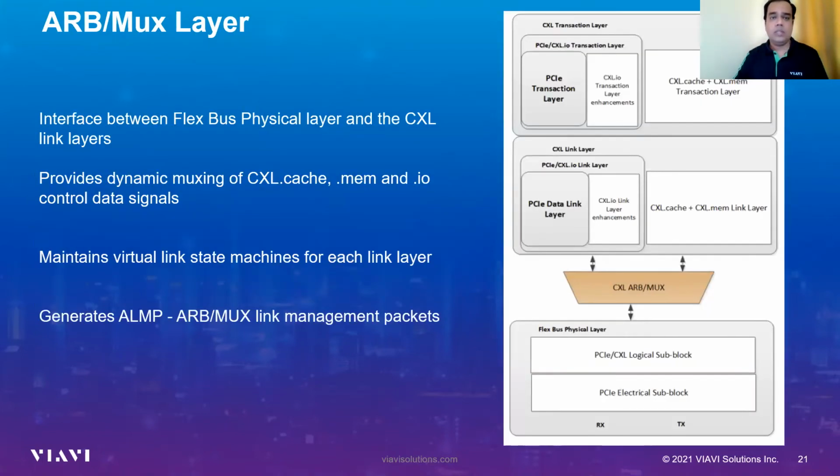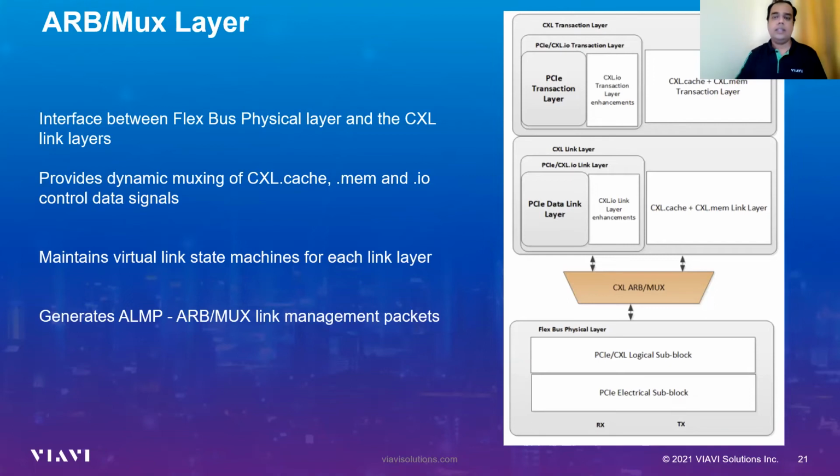Now we move into the ARB/MUX layer. It is a new layer in the CXL stack or the Flex Bus stack. On the right you see the figure that shows the Flex Bus layer stack. On the bottom of the stack is the Flex Bus physical layer, which supports both PCIe and CXL protocols. And then up here the CXL link layer and the CXL transaction layer.